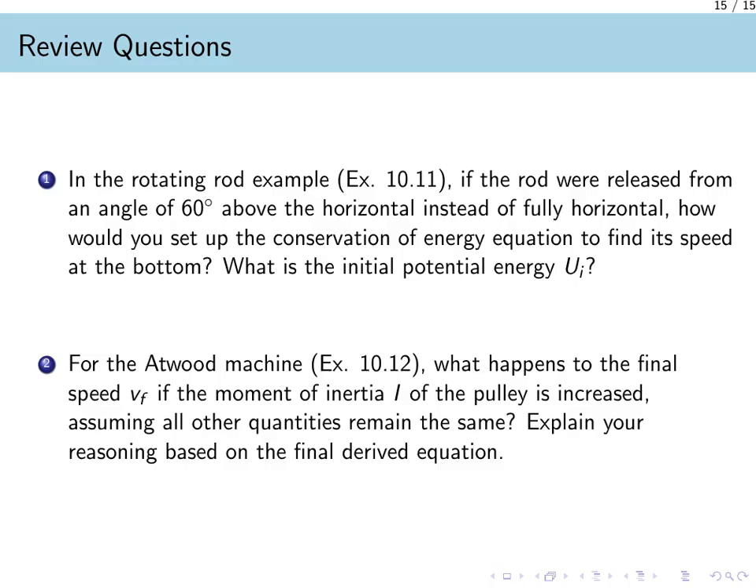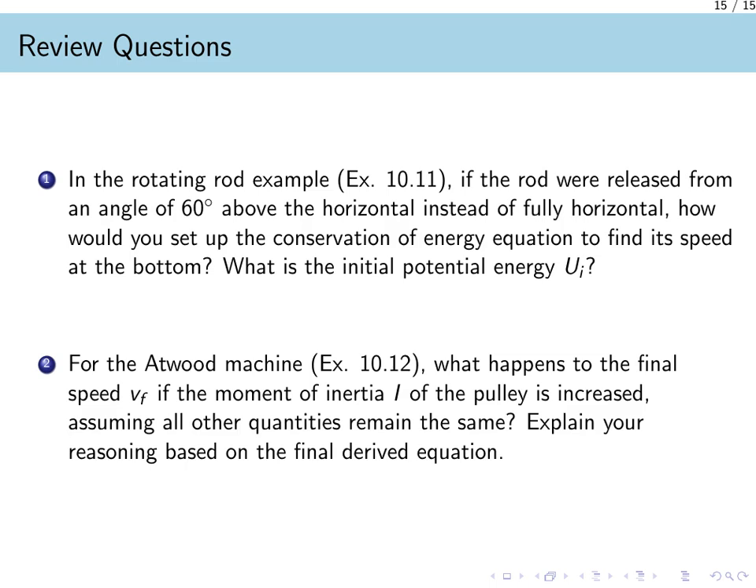Let us wrap up by applying our energy conservation principles to 2 review questions based on the examples we just saw. For the first question about the rotating rod, the key is to correctly identify the initial potential energy. Remember that potential energy depends on the vertical height of the center of mass. If the rod starts at 60 degrees above the horizontal, you will need to use trigonometry to find this new initial height relative to the lowest point. Once you have that initial potential energy, the rest of the energy conservation setup proceeds exactly as it did in the original example.